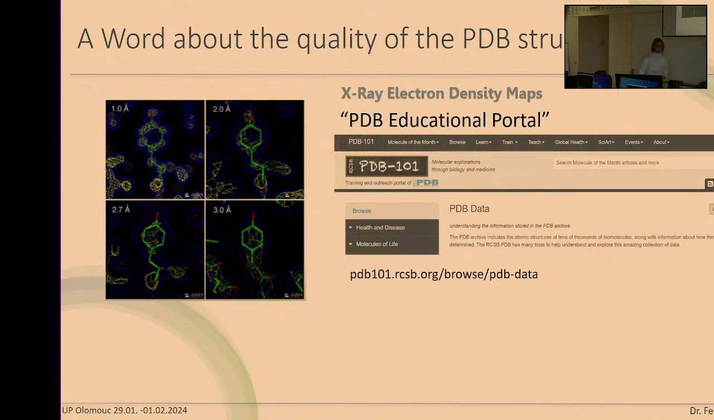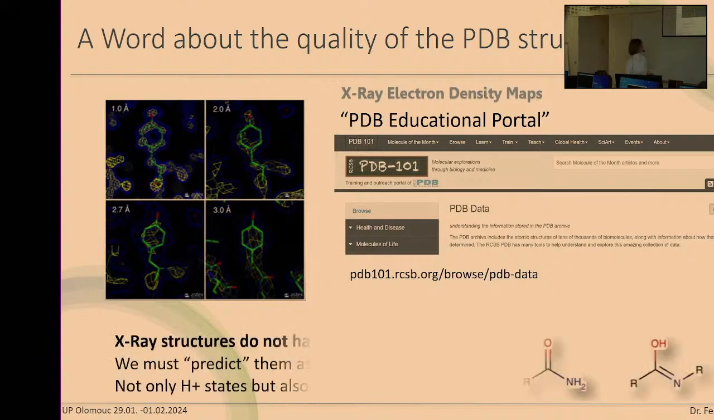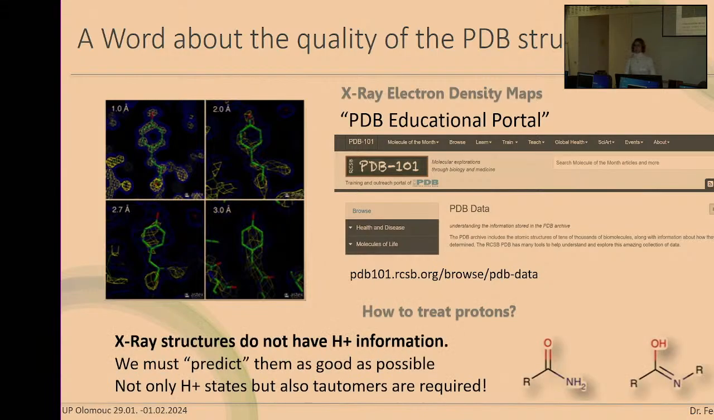One thing that we can also do is look at the PDB educational portal, which is a tool of the Protein Data Bank in which we can gain much information about, you know, the electron density map or the structural biomolecules and so on. So it is quite useful to look at these kinds of information when we look for the PDB structure.